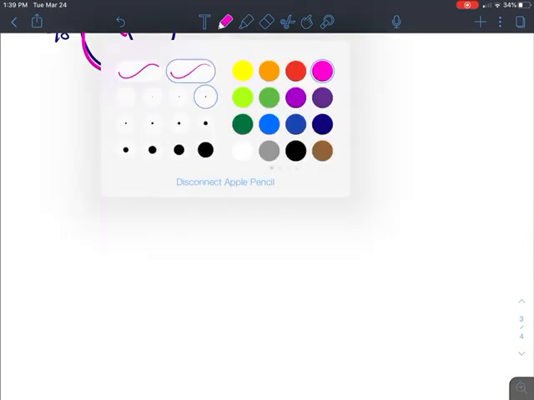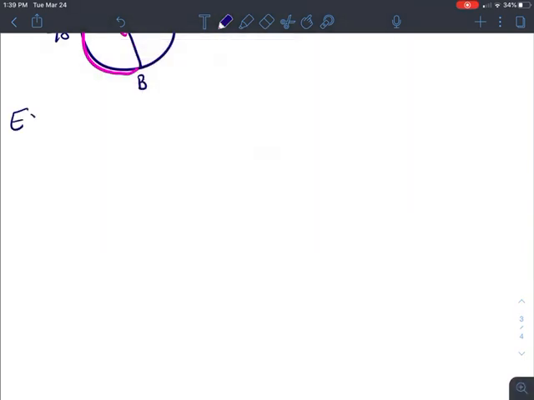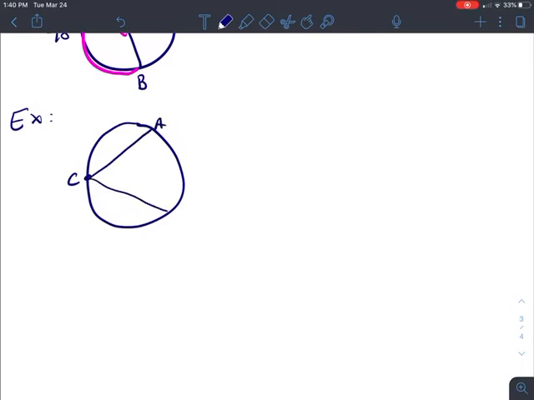Now I'm going to do 2 examples for inscribed angles, okay? So I've got this circle, and I've got this right here. We'll say this is C, this is A, this is B, okay? And it tells me that my arc AB is equal to 62 degrees. And it wants me to find the measure of angle ACB.